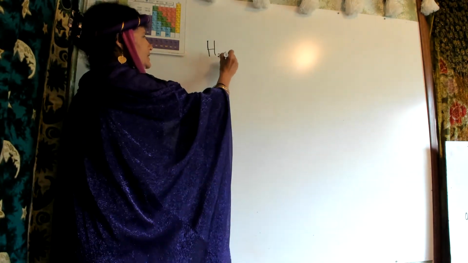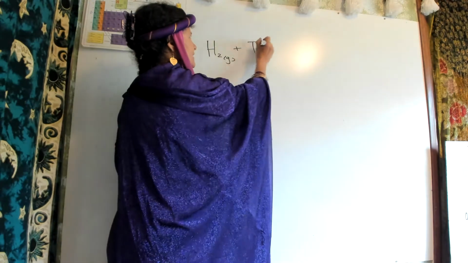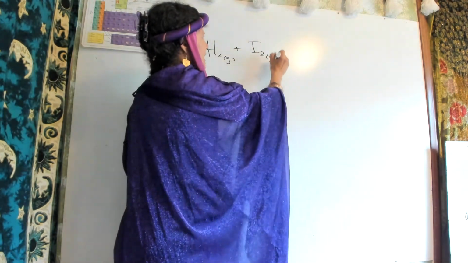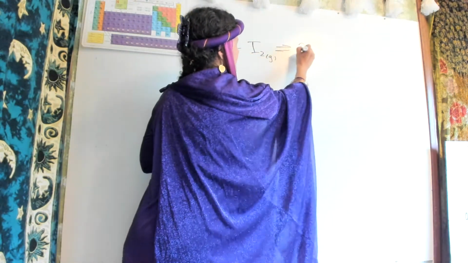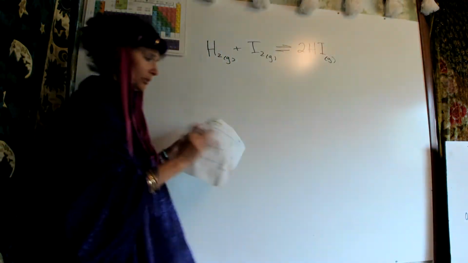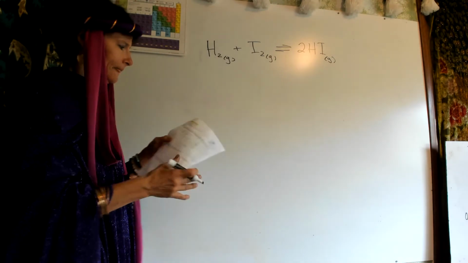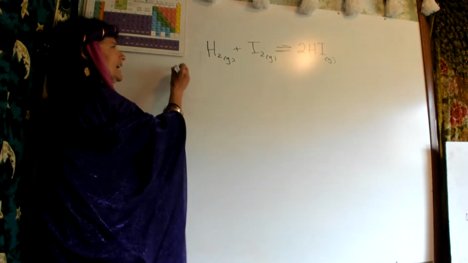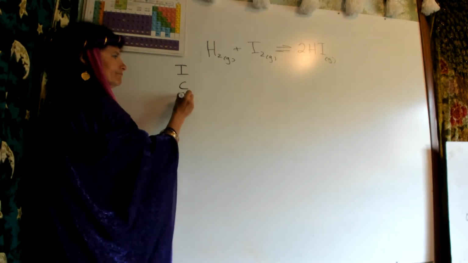So our equation, we're back to this that I just erased. Hydrogen, iodine, 2HI. Again, however it's given in the problem. Sometimes I write it the other way. And what we're going to do is we're going to make ICE charts.